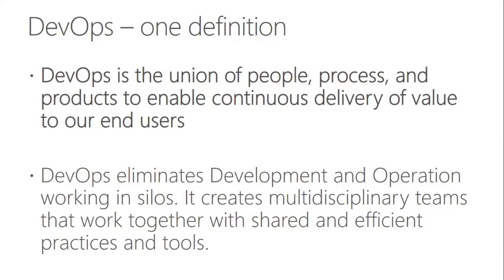Basically, before DevOps, what was happening? The people were working in isolation, like the development team working in isolation and the operation team working in isolation. Due to that reason, delay was happening in product development. So due to that reason, DevOps came into the picture.